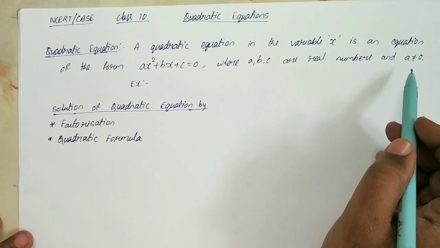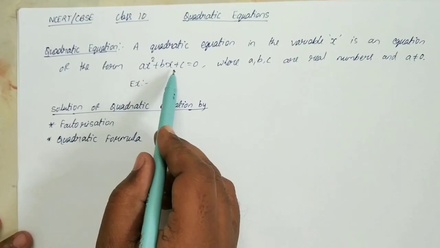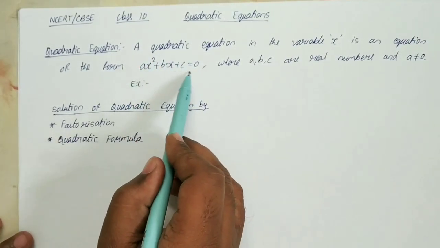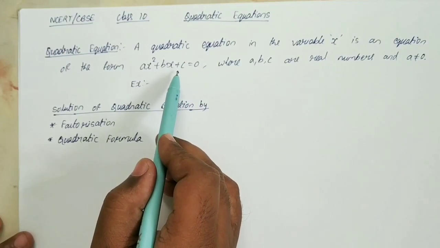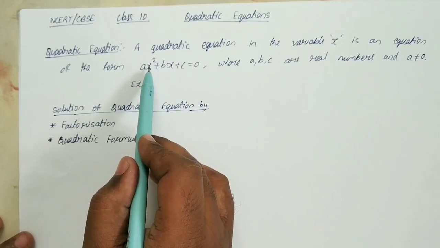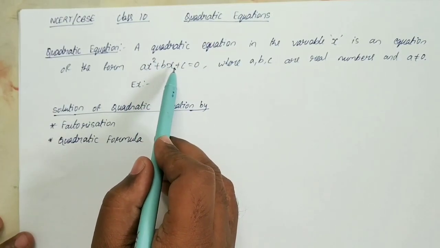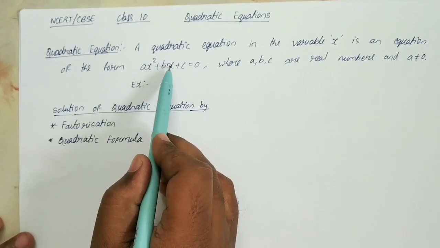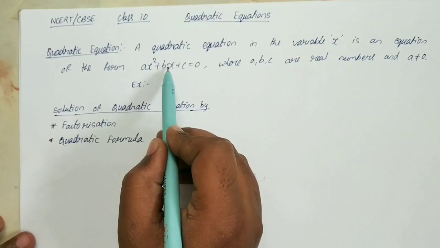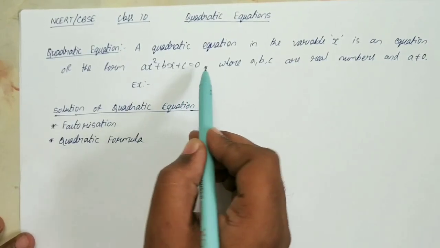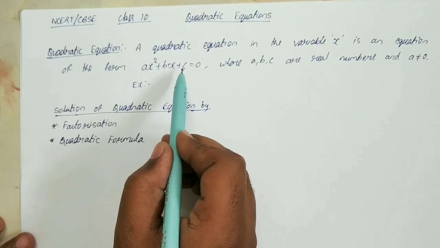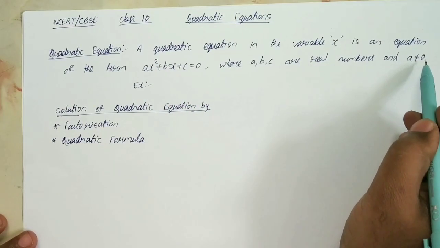So this is the quadratic equation: an equation of the form ax square plus bx plus c is equal to 0. Any equation of the form ax square plus bx plus c is equal to 0, we call it a quadratic equation. See here, the highest power is 2, right? So that's why we call it quadratic. And an entire quadratic equation must have only one type of variable. Here a is the coefficient of x square, b is the coefficient of x, and c is the constant, right? The values of a, b, c may be any real numbers, and a must not be equal to 0.